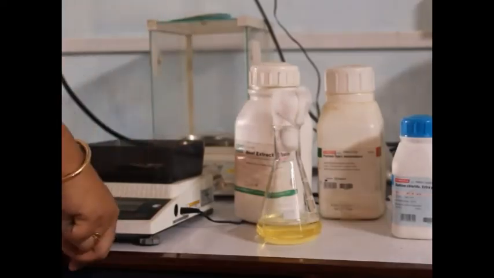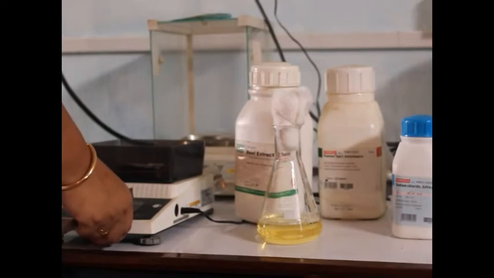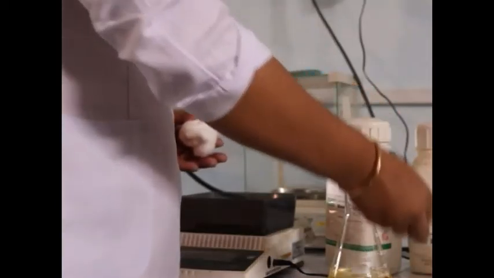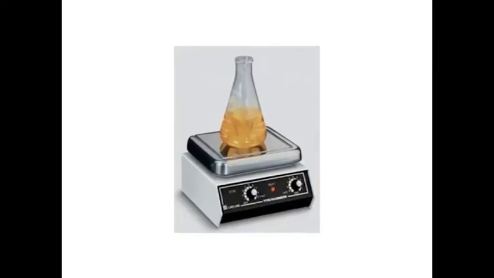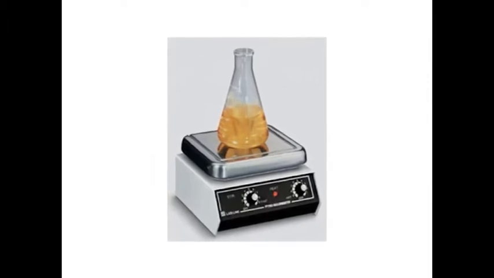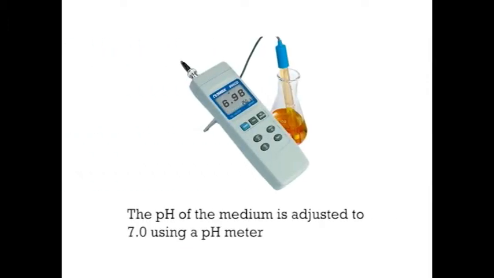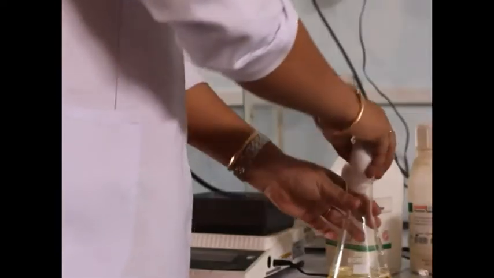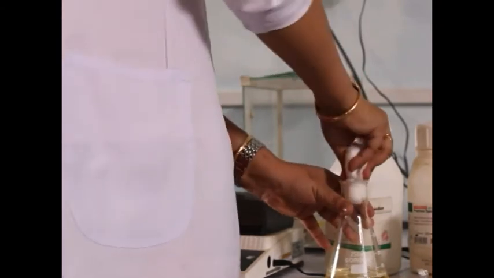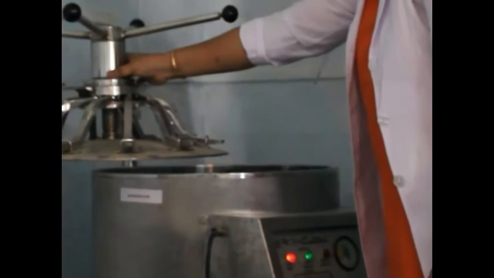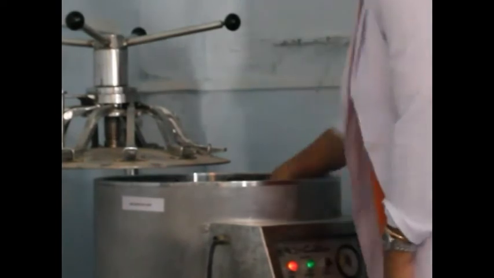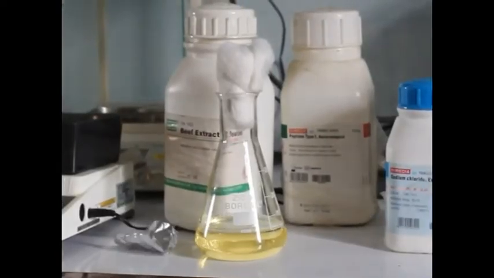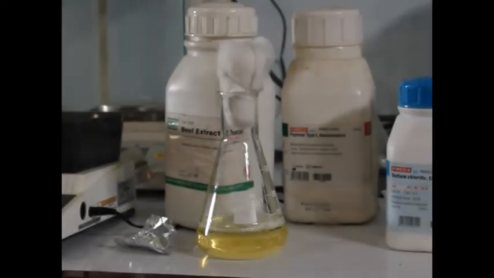Weighed amounts of peptone, beef extract and sodium chloride are added to the conical flask containing 100 ml of distilled water. Then the flask is heated with agitation to dissolve the constituents. Further, the pH of the medium is adjusted to 7 using a pH meter. Then the flask is sealed with cotton plugs. Then the medium is autoclaved at 121 degrees Celsius for 15 minutes at 15 pounds of pressure. Then the medium is allowed to cool and is stored at room temperature for future use.